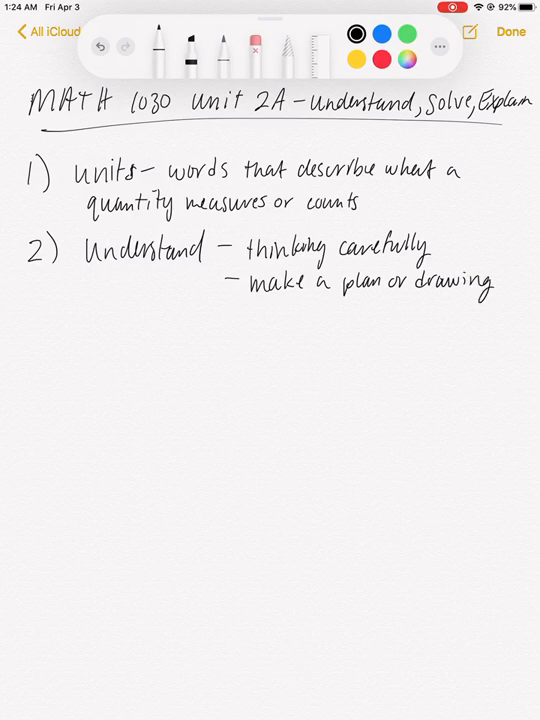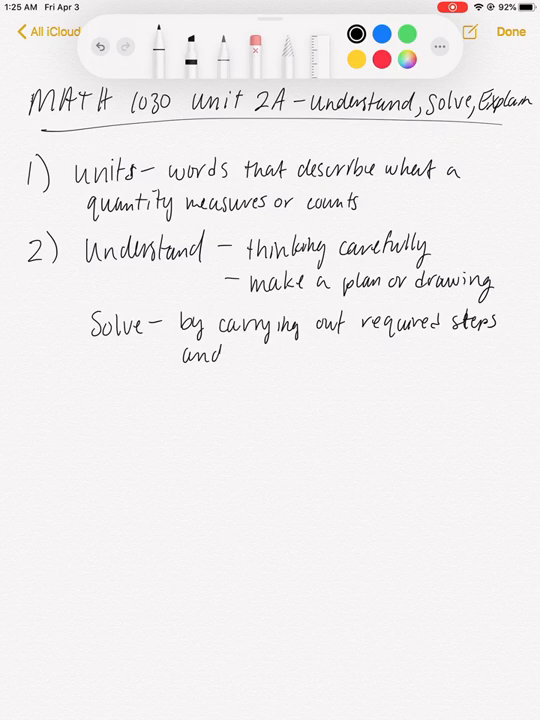Okay. The next step is to solve. So you want to solve the problem next by carrying out your required steps and calculations. Then the explain step is you want to explain what the answer is in a sentence. You can check to see if it's reasonable, those types of things.